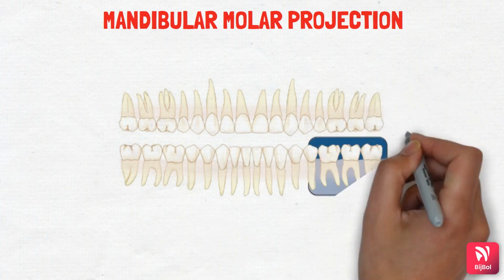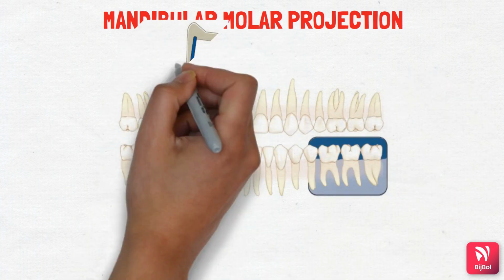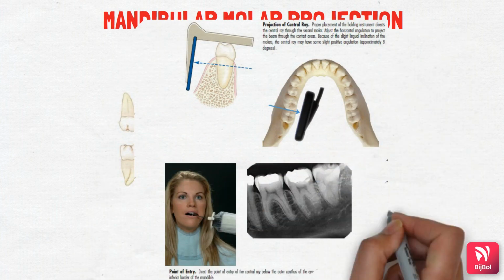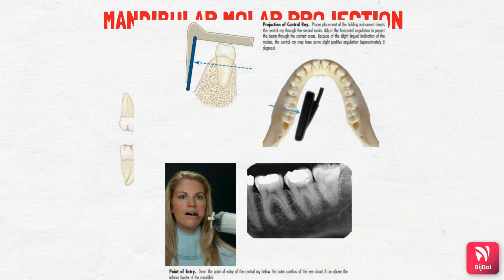Next is mandibular molar projection. Proper placement of the holding instrument directs the central ray through the second molar. Adjust the horizontal angulation to project the beam through the contact areas. Because of the slight lingual inclination of the molars, the central ray may have a slight positive angulation, approximately 8 degrees. Direct the point of entry of the central ray below the outer canthus of the eye, about 3 cm above the inferior border of the mandible.